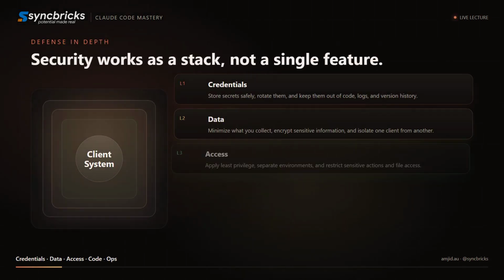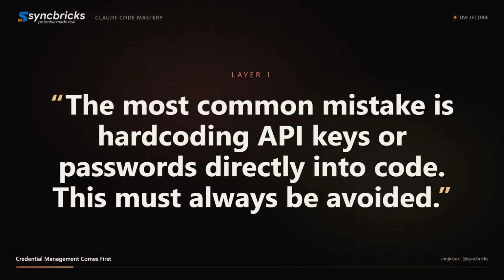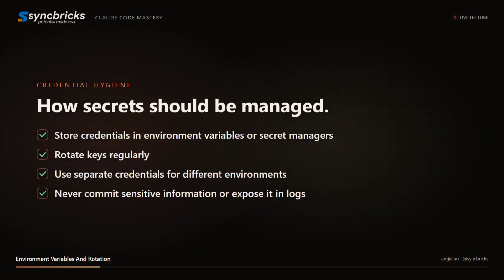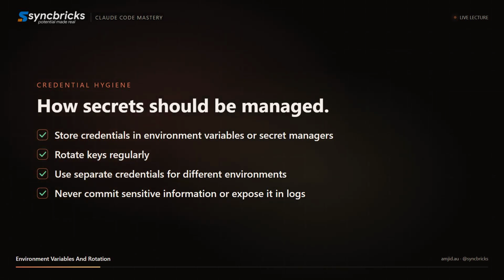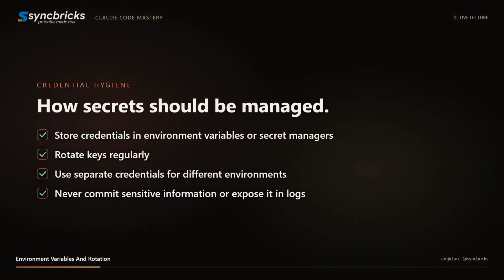Security starts with credential management. The most common mistake is hard coding API keys or passwords directly into code. This must always be avoided. Credentials should be stored in environment variables or secure secret management systems. You should also rotate keys regularly, use separate credentials for different environments, and ensure that sensitive information is never committed to version control or exposed in logs.